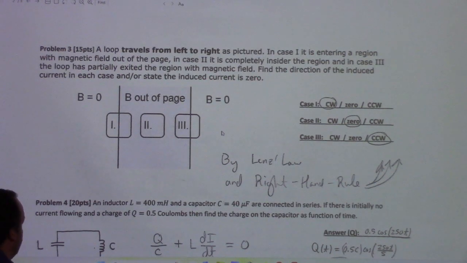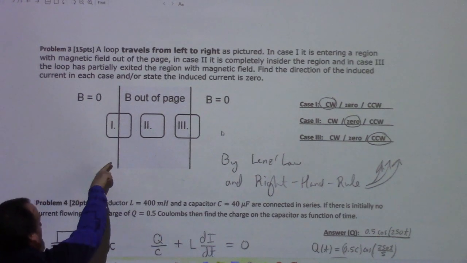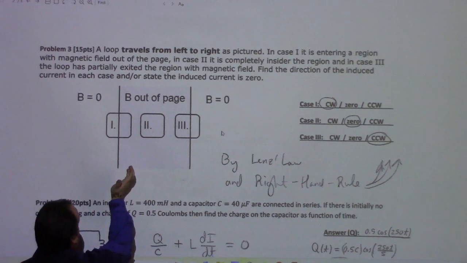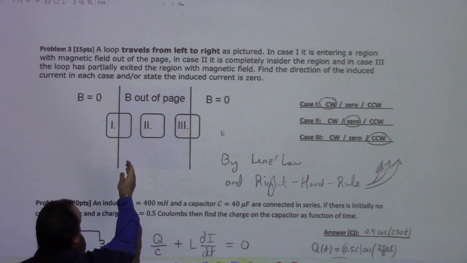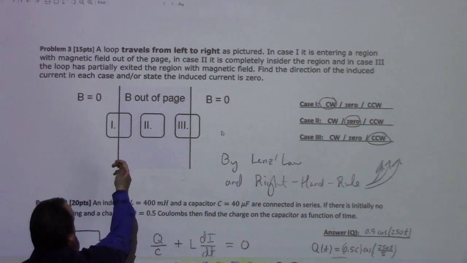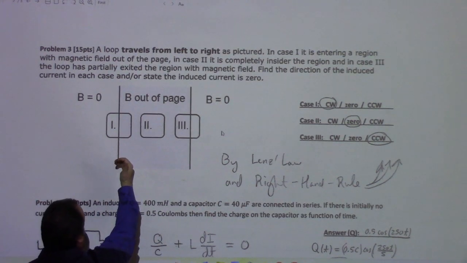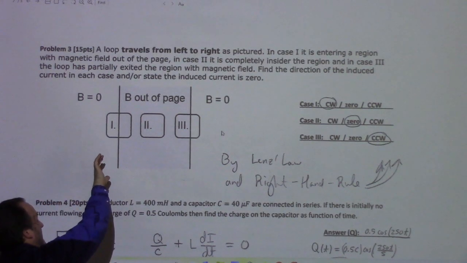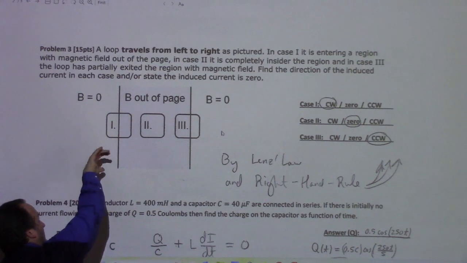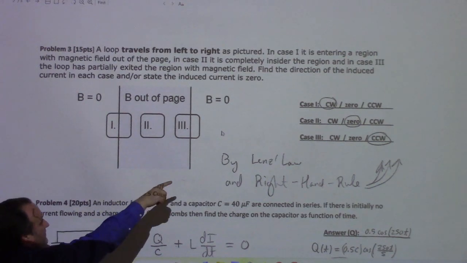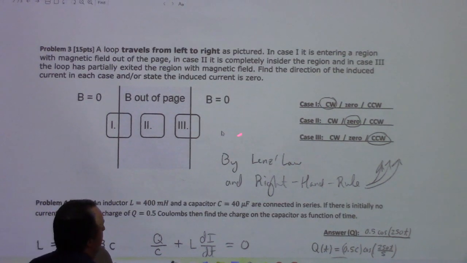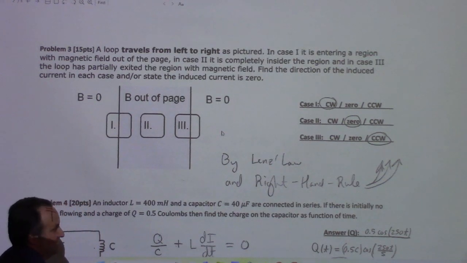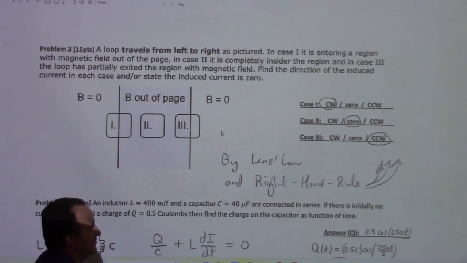So, all right, let's think about it. As it's entering the region, the flux from the given magnetic field is increasing out of the page, right? So the induced current has to be opposite that, to try to undo that increased flux out of the page. So we would have a clockwise induced current in case 1. In the middle, the flux is not changing, so the induced current is 0.